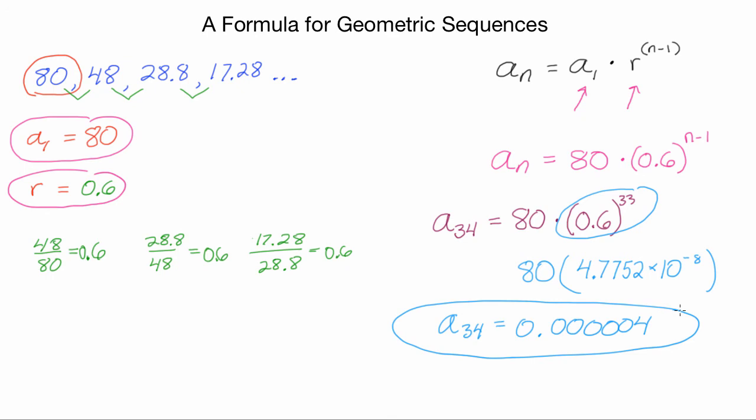Which makes sense, right? But there you go. That's how we use a formula for geometric sequences. And once you have the formula, I can find any term I want. I can find the 34th term, the 8th term, the millionth term, although that might not be very practical in this case. It helps me find values and understand the pattern and work with this whole geometric sequence pattern.